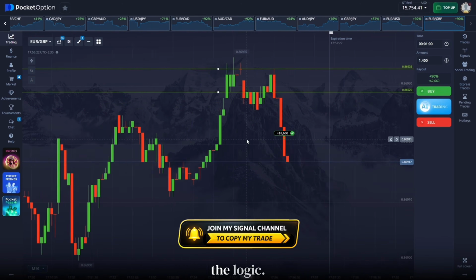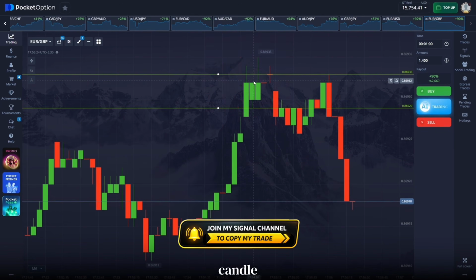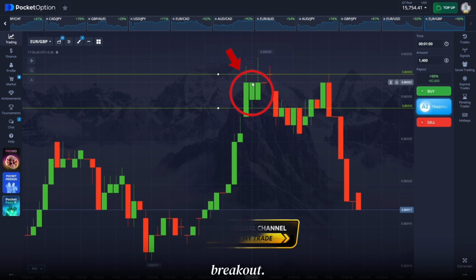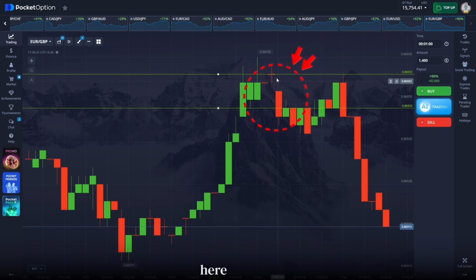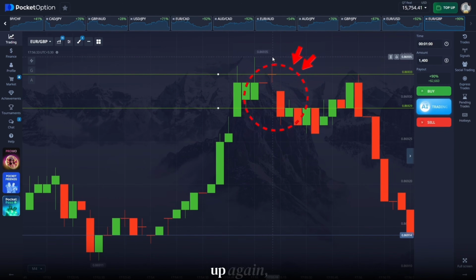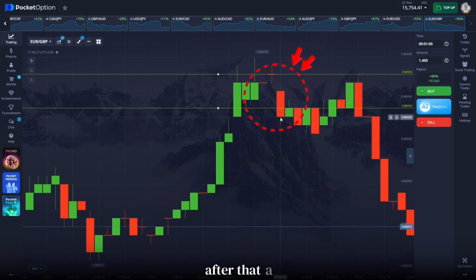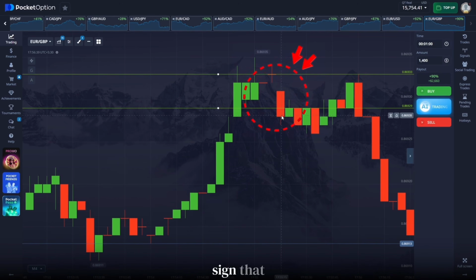Let's understand the logic. So the 1 minute candle closes here without any breakout. So if there is no breakout, we can expect that price will reverse. Here you can see price tried to go up again, formed a doji and then a gap down opening. After that, a strong selling candle. It was a sign that price will go down.